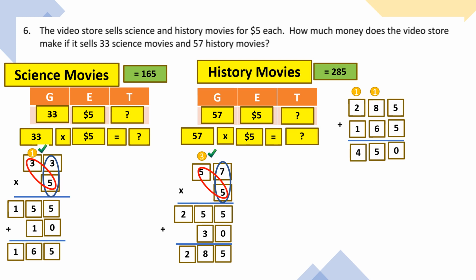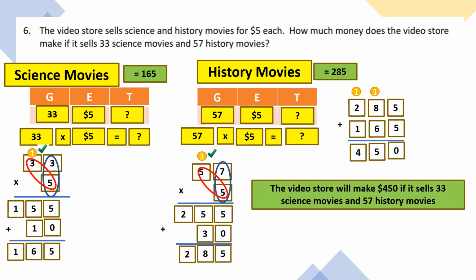Now we add all the numbers in the hundreds place. 1 plus 2 is 3, plus 1 more is 4. So our total is 450. So that means that the video store will make $450 if it sells 33 science movies and 57 history movies.